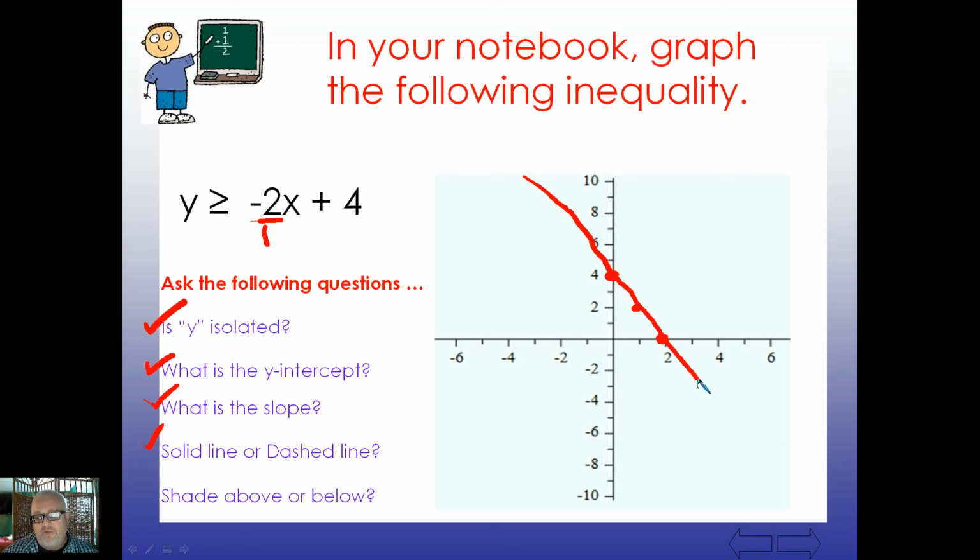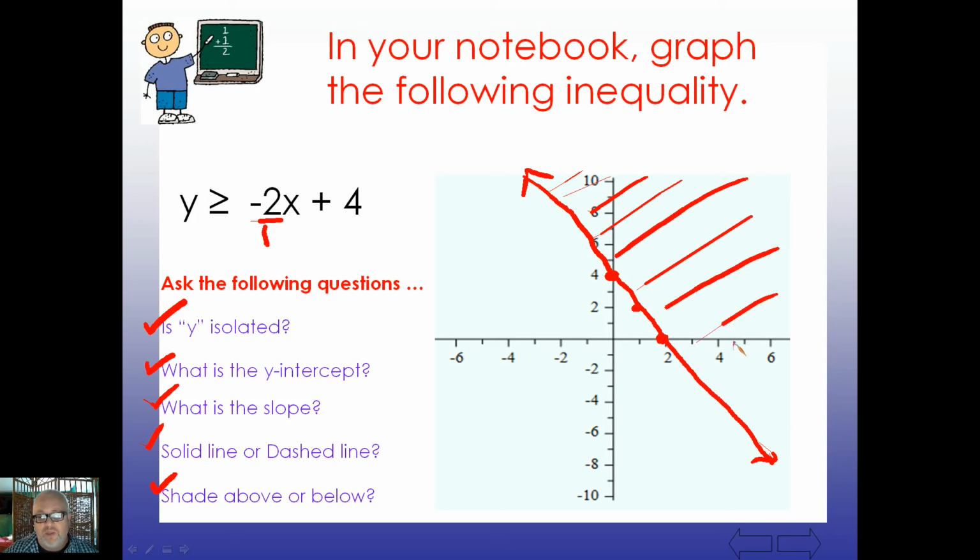I don't have the benefit of a ruler or a straight edge here. And now the last thing is, are we shading above or below? Well, this is y is greater than or equal to, so we're going to shade above the graph where the y values would increase. So it would look something like this.